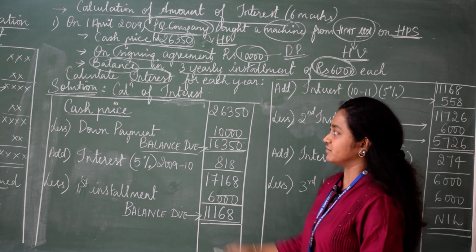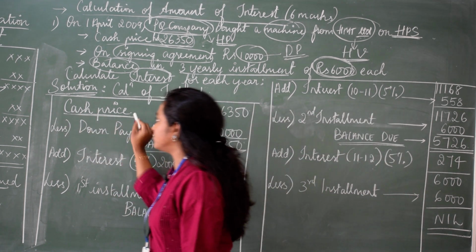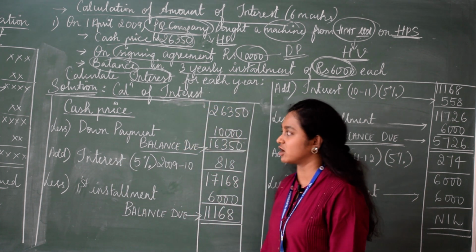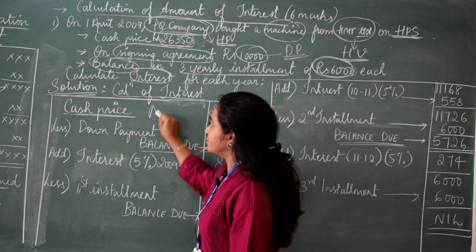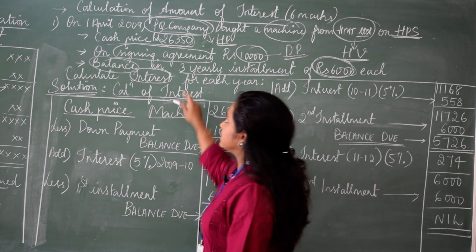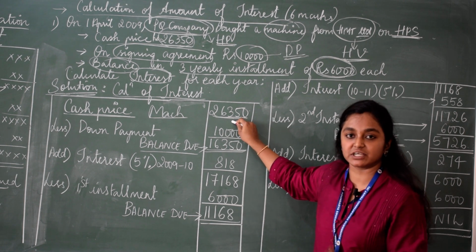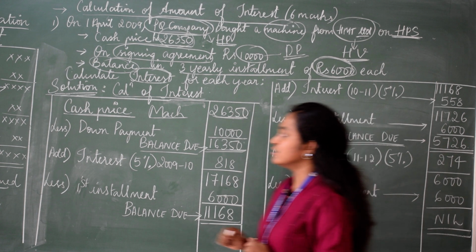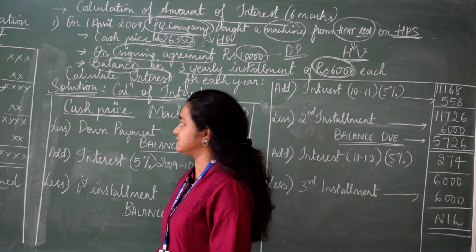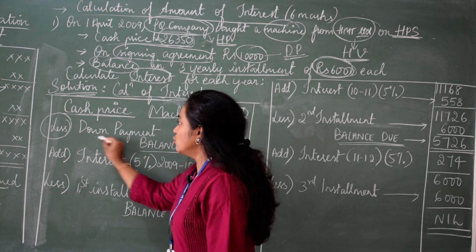To start off, as we have already seen the format, according to the format, the first thing that we will have to record is the cash price of the machine. Here, the cash price of the machine, as stated in the question, is 26,350. We have taken it directly from the question, without any kind of adjustments here.